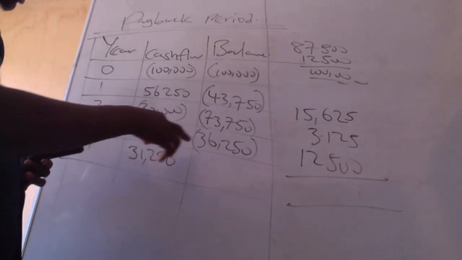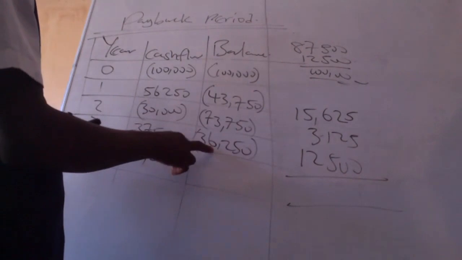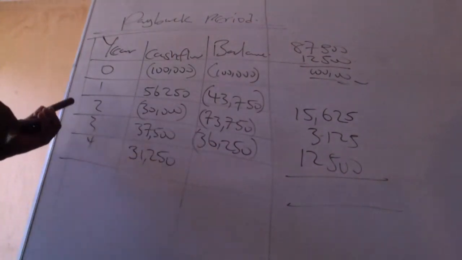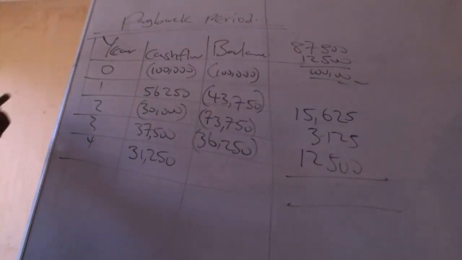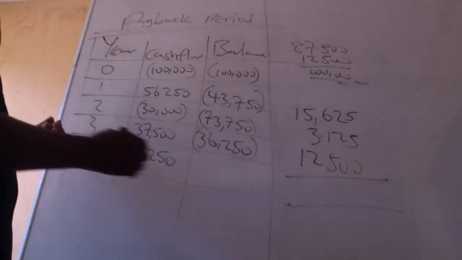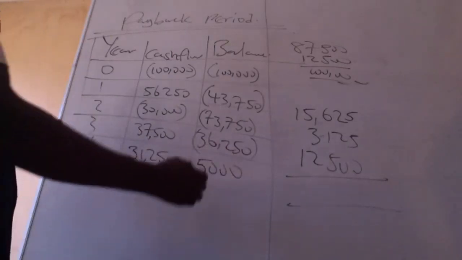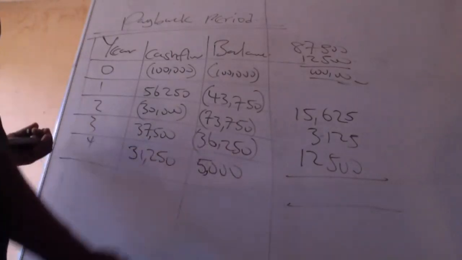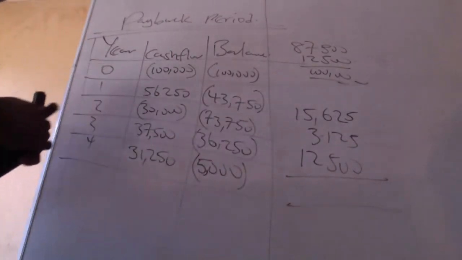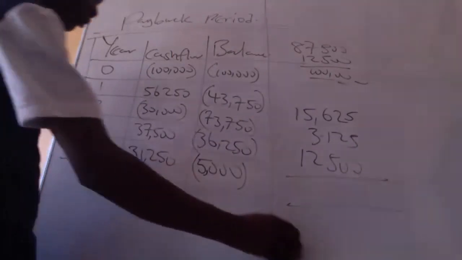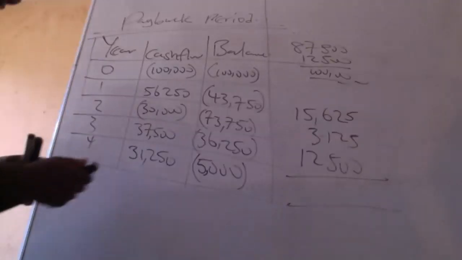What will be the remaining balance? We have 36 more to clear, but we only have 31. So let's say 31,250. Good. So let me do what? I like that. 5,000. I like this figure. Have you seen how nice it is? So what will be the conclusion? Then we have to conclude.